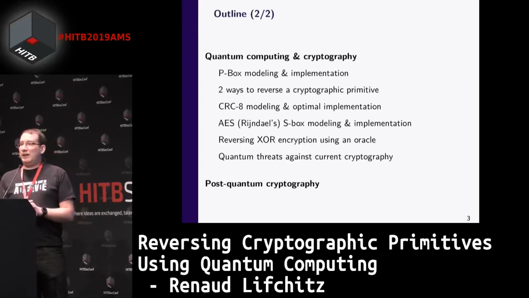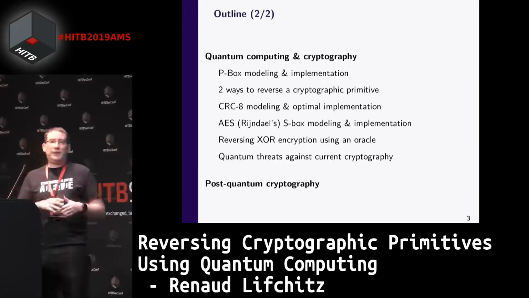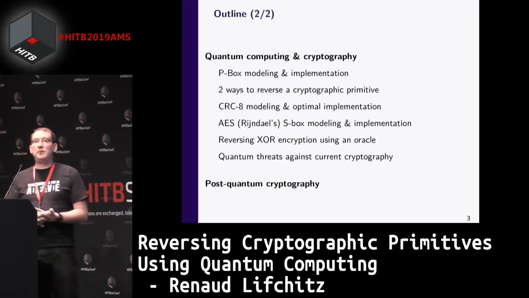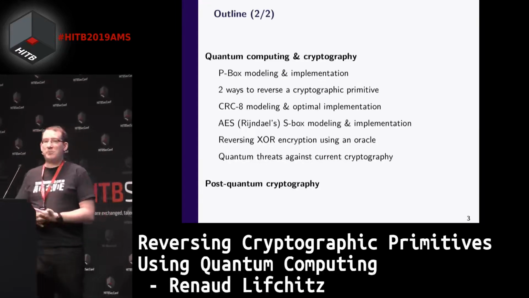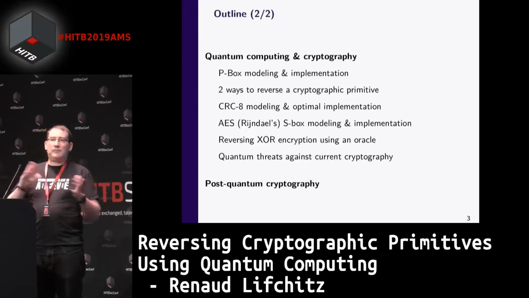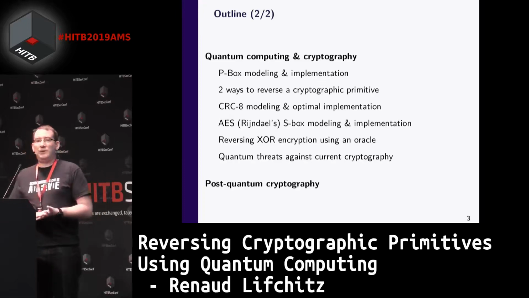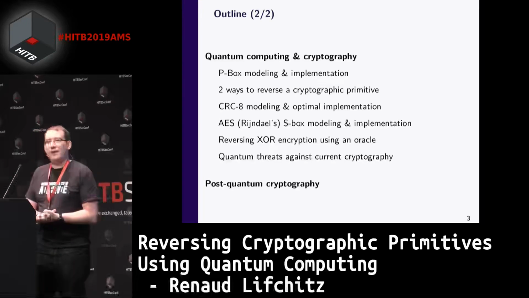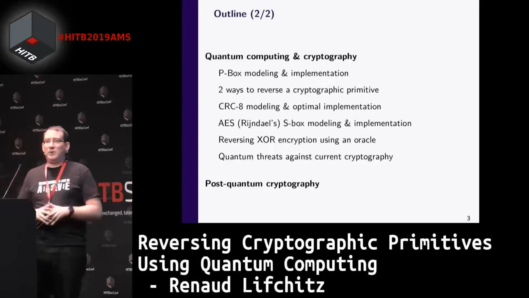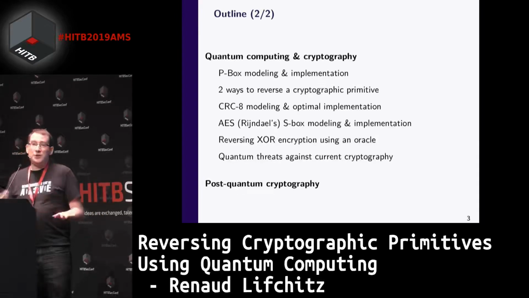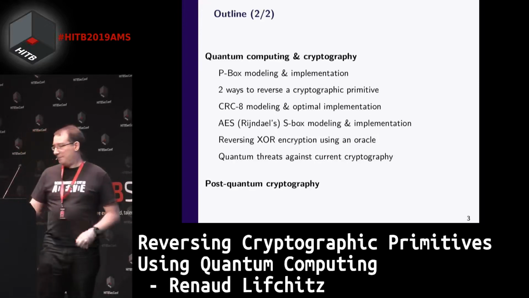And we will talk about different topics around cryptography, how to reverse cryptographic primitives. There are basically two ways to do that, and we'll see examples about CRC8 and AES. And then we'll finish with post-quantum cryptography to see what the solutions for the future are.